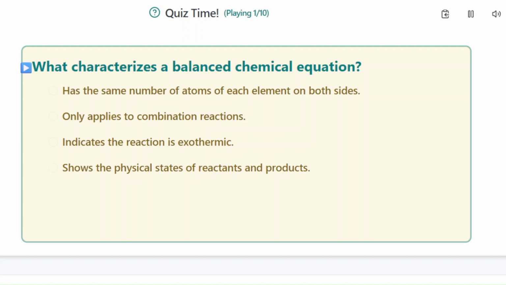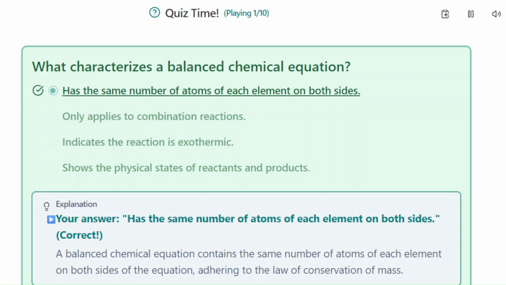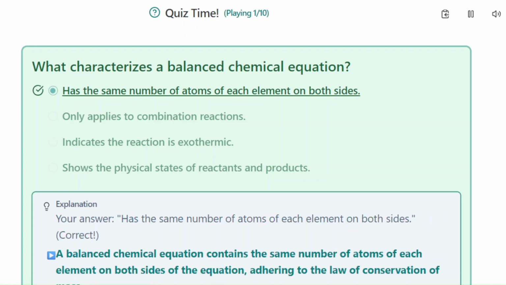What characterizes a balanced chemical equation? The correct answer is, has the same number of atoms of each element on both sides. Explanation: a balanced chemical equation contains the same number of atoms of each element on both sides of the equation, adhering to the law of conservation of mass.